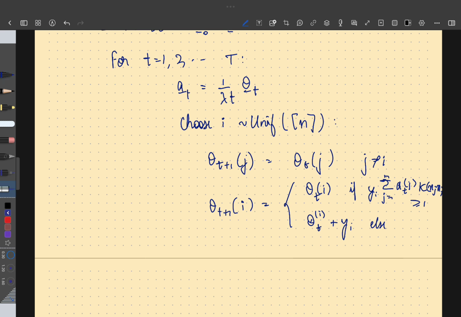So basically, if you're classifying correctly with a suitable margin for the ith data point, then you don't do anything, you don't make any change to the coefficients. If you don't have sufficient margin, then you perturb theta a little, and the amount you perturb it is exactly equal to yi.